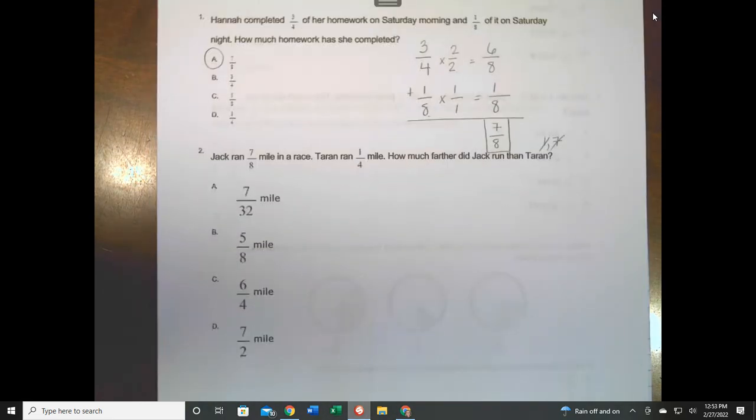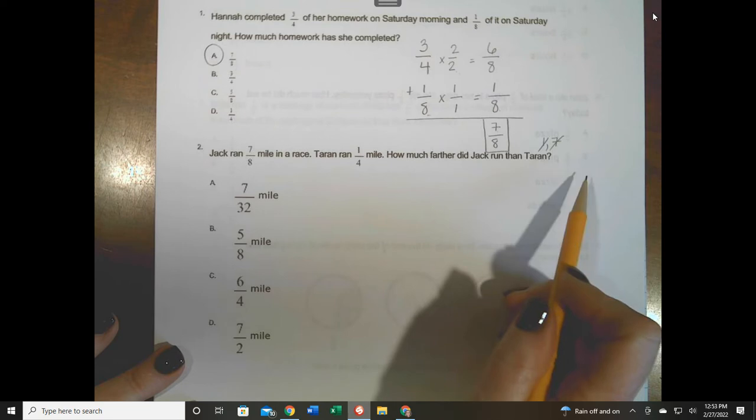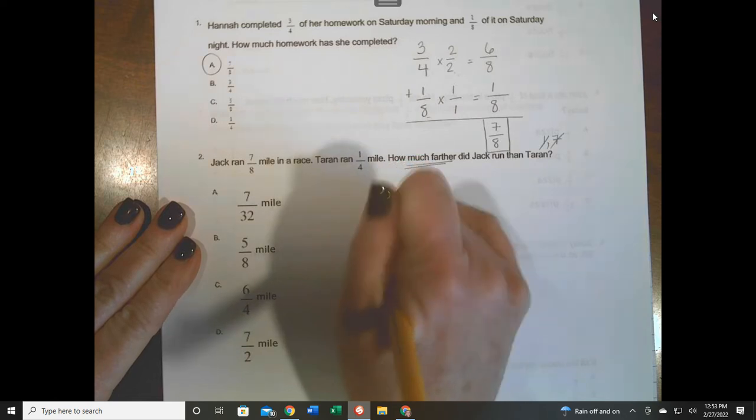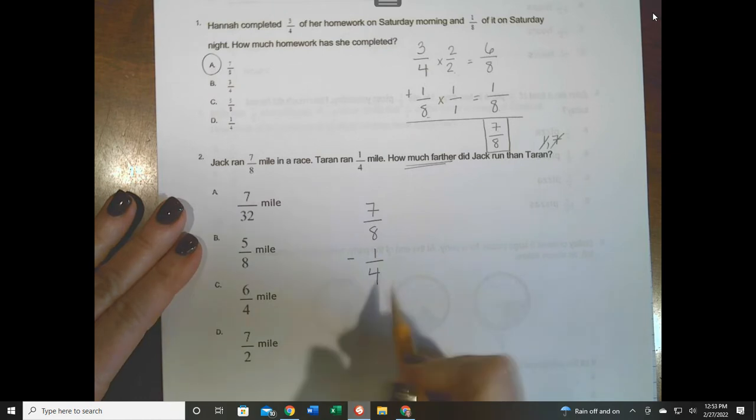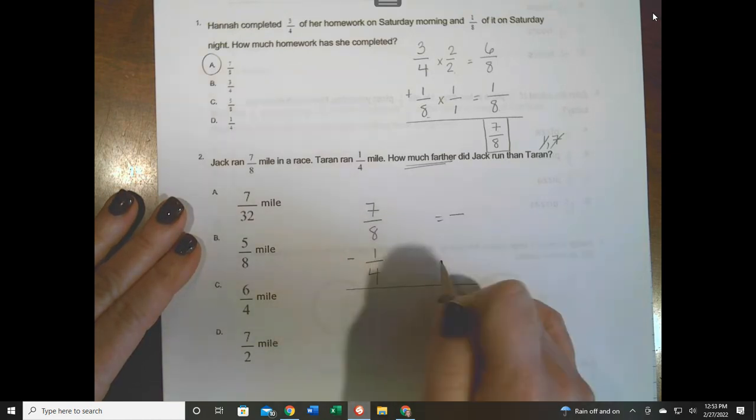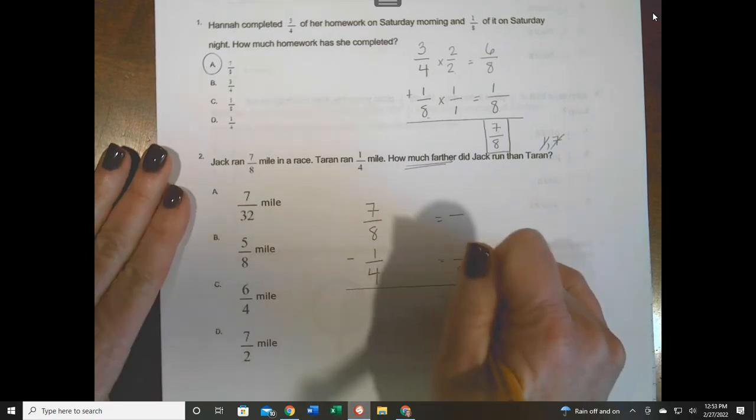Number 2, Jack ran 7/8 mile in a race. Taryn ran 1/4 of a mile. How much further did Jack run than Taryn? How much further is indicative that we're going to be subtracting to find that difference in their distance. So 7/8 minus 1/4. So Jack's mileage minus Taryn's. Again, we need to find that common denominator. We're working again with 8s and 4s, so that common denominator is 8.